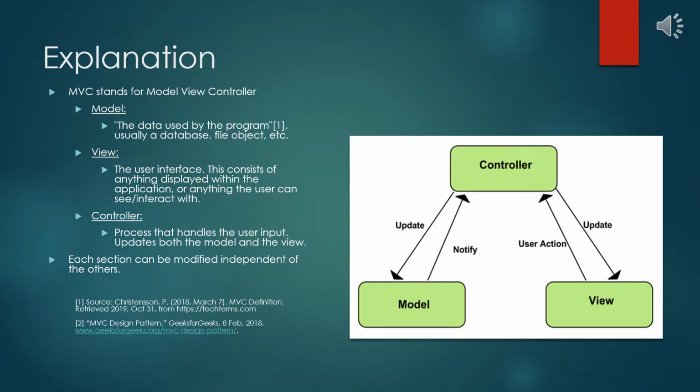MVC stands for Model, View, Controller, and it is a design pattern that focuses on separating an application into three distinct independent parts, respectively the model, view, and the controller. The model consists of the actual data being presented and manipulated in the application, and is usually represented as a database, file, object, etc. The view is the user interface. This consists of essentially anything the user sees and/or interacts with.